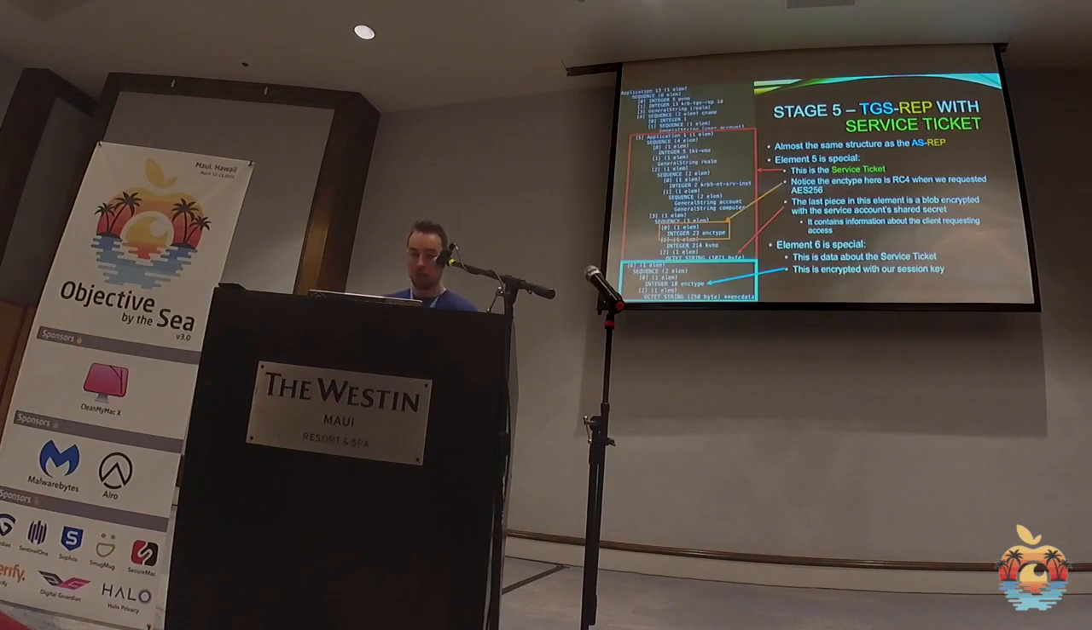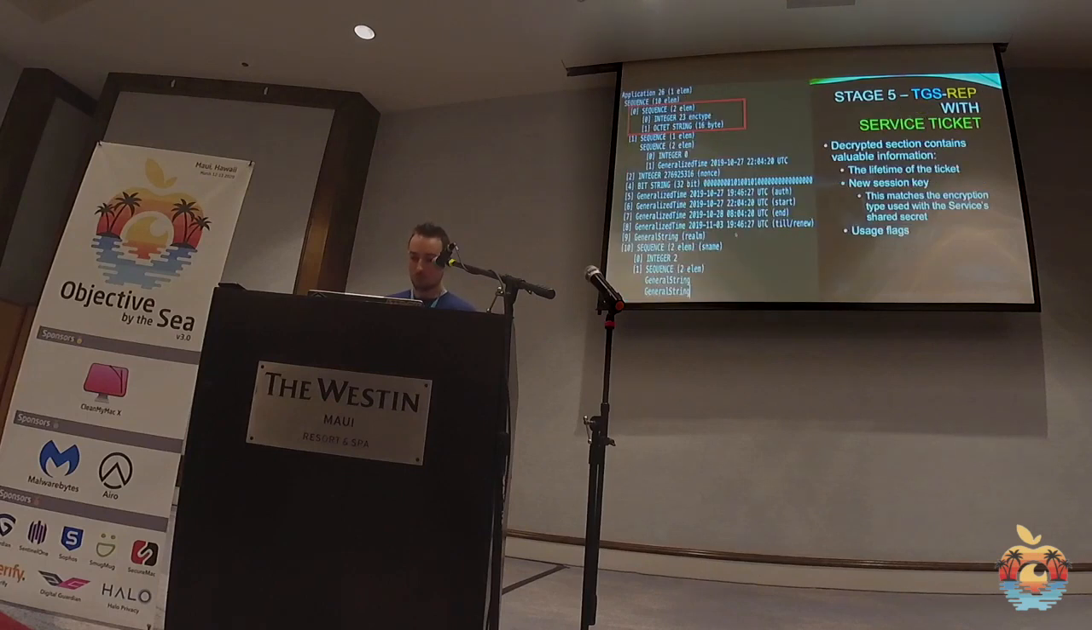When that comes back, it looks pretty much exactly like what we had when the TGT came back. Element 5 has our service ticket. Element 6 has information encrypted with the hash that we're using. So this is the service ticket, this is information, and again, notice, even if we use the AES-256 hash, we can get the result back being RC4, okay?